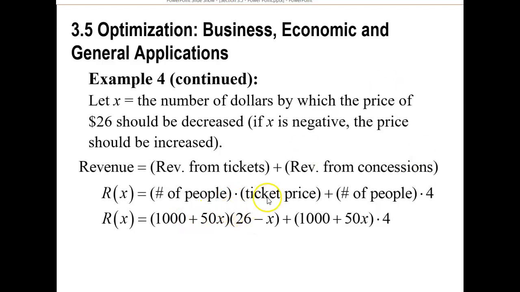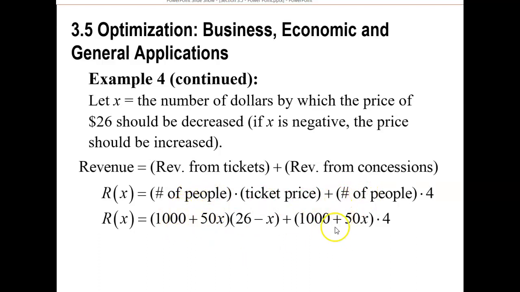But for every decrease, the ticket price is going to go down by the number of dollars by which the price should be decreased. So if the price is now 26, it goes down by x dollars. That would be my new ticket price. It gains 50 people from starting off at having 1,000 people. So you got to understand what we're letting x be to understand where this comes from. It said at $26 a ticket, it has about 1,000 people. For every $1 they decrease, they gain 50 people. So the number of people becomes 1,000 plus 50x.